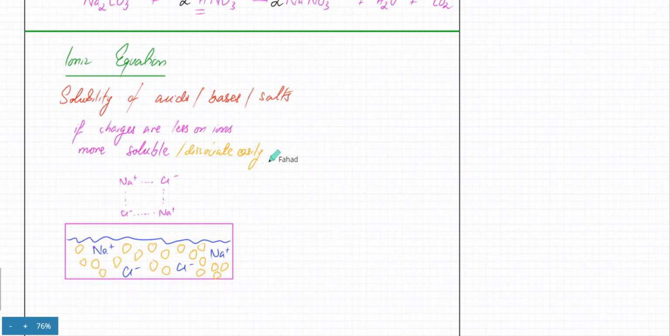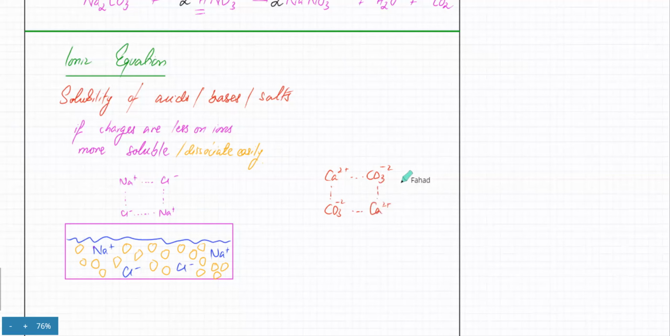Then there's certain ionic compounds which are not soluble. For example, calcium carbonate. Calcium carbonate is your marble. Why is it not soluble? Because its ionic lattice is very strong.